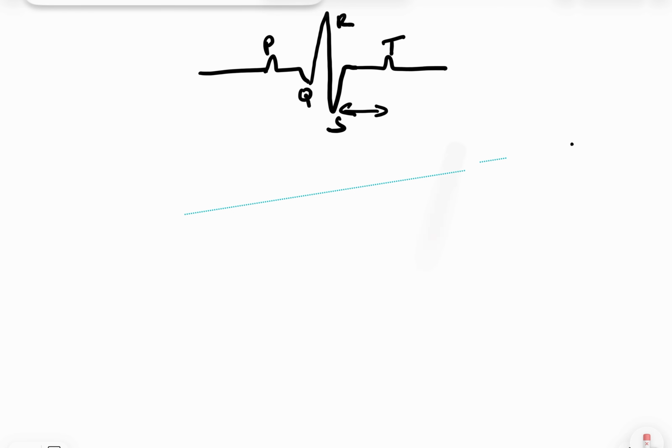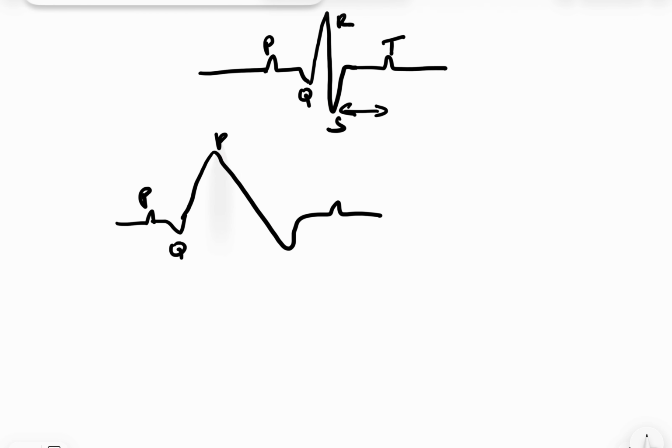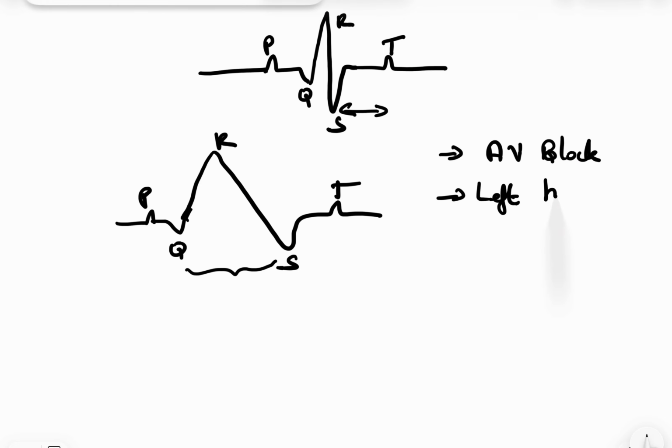Okay, imagine if an ECG comes up to you showing a widened QRS. How does it look? P, Q, R, S, T. Widened QRS. The QRS is very widened. In this condition, the patient might have atrioventricular block, because it's taking more time for the ventricles to contract. That means they probably have atrioventricular block or left ventricular hypertrophy.